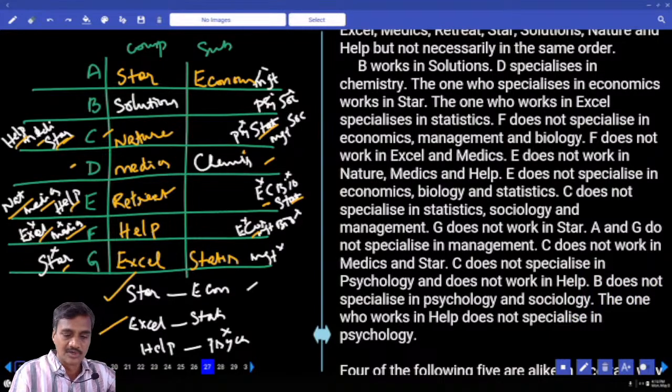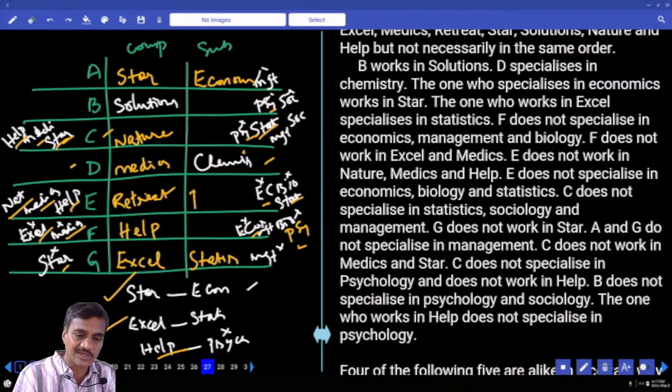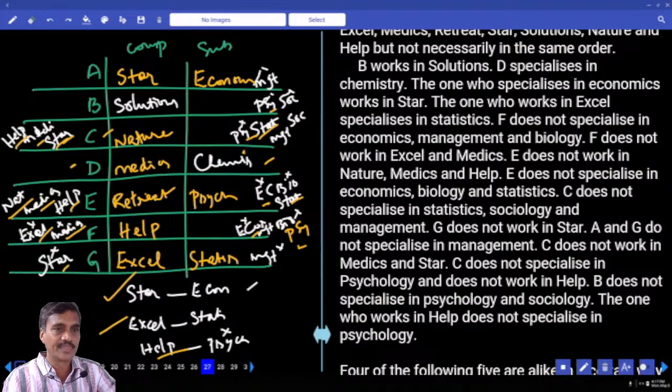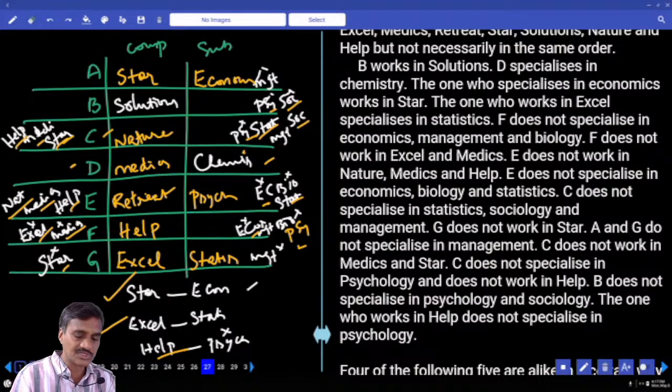Done with this? Now health is not psychology. Psychology cannot be here, isn't it? And this psychology must be E. E is in psychology. Then we are left with sociology, which cannot be in these two places.